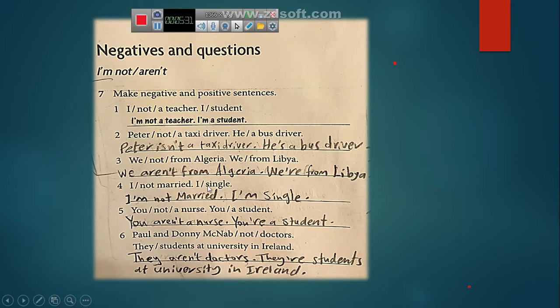I'm not married, so I will say I'm not married, I'm single. You are not nurse, you student, so you aren't a nurse, you are students. Paul and Donnie McNabb not doctors, they students at university in Ireland. They aren't doctors, they are students at university in Ireland.